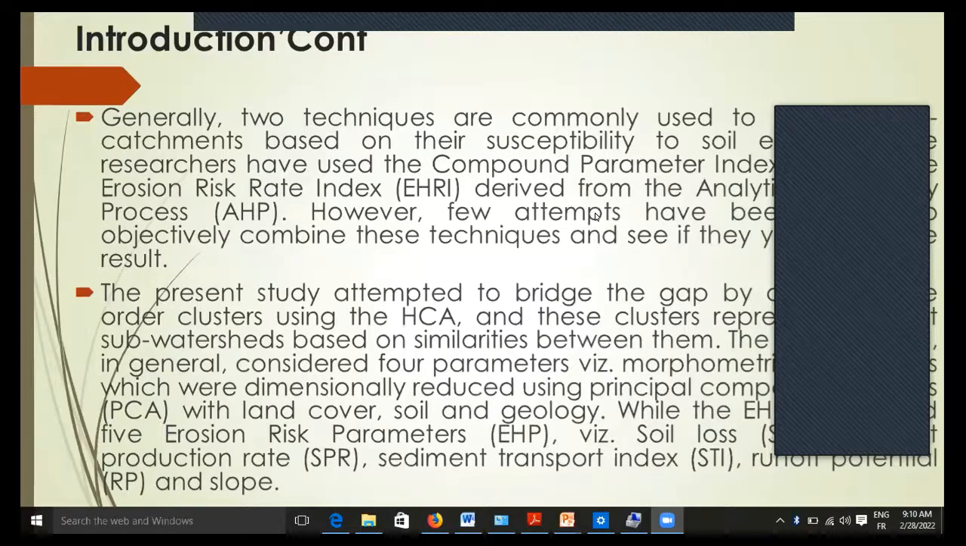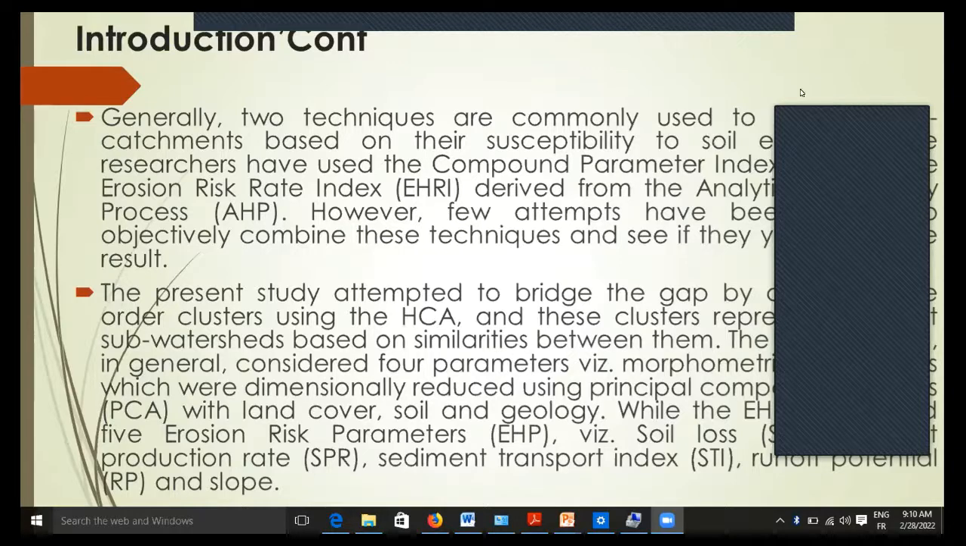For the second approach, the AHP or erosion hazard rate index, we used four factors, which are soil loss, sediment production rate, sediment transport index, runoff, and slope.